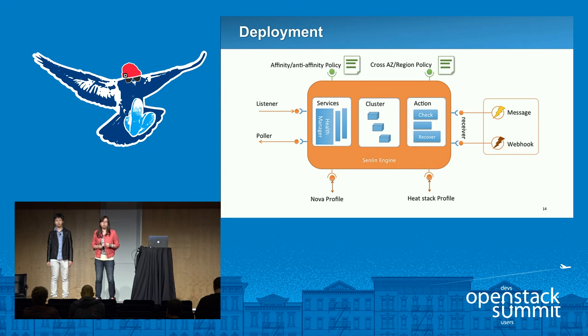And Senlin will ask for a validation from Keystone and NOVA to know if the given zones and regions are valid or not, and then schedule the nodes into different zones and regions. So the across AZ and across region policy can be applied with the NOVA profile and the Heat stack profile. So that's our help on the placement.